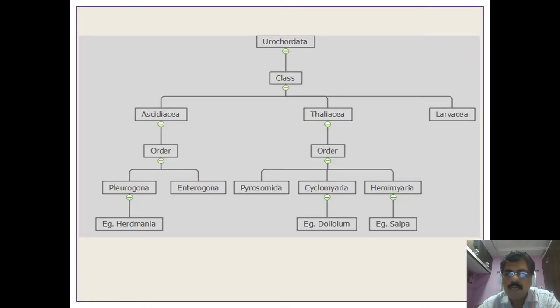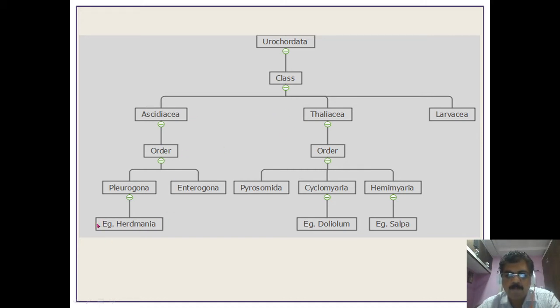Then on the next page, on the left side, which is a blank one, you have to draw this tree diagram of Urochordata. The subphylum Urochordata is divided into three classes: Ascidiacea, Thaliacea and Larvacea. We have to study three examples from these two groups, Ascidiacea and Thaliacea.